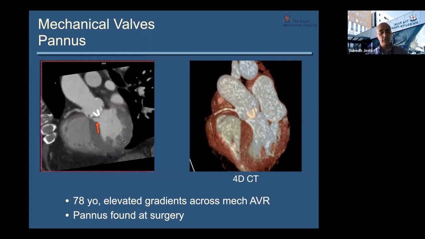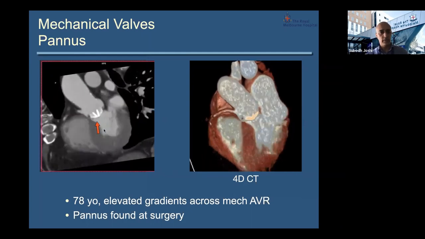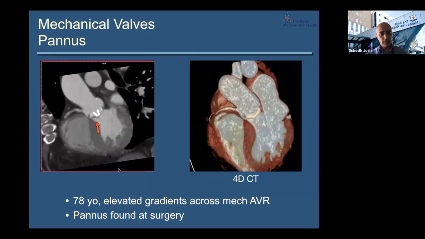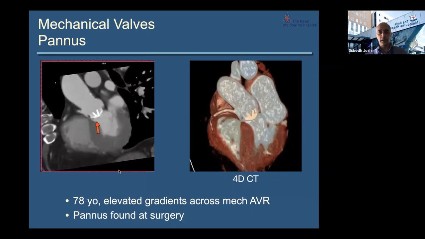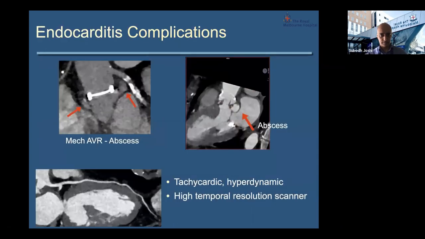So here's a patient with very high gradients across a mechanical AVR. And I did the TOE myself and couldn't really work out what was going on. But on CT, you can see this dark stuff. And this actually was confirmed to be pannus at the time of surgery. He had a bioprosthetic valve put in.